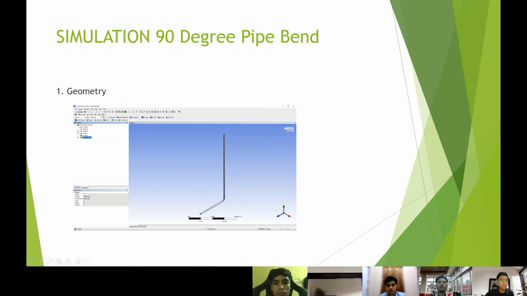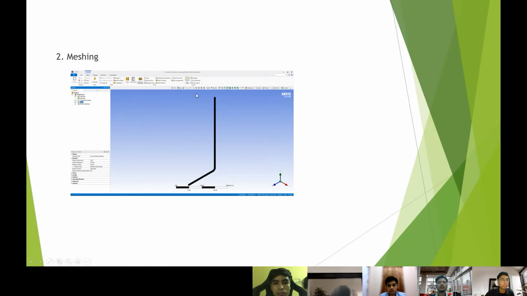Next, we go for the meshing part, where we use 4 layers of mesh, and then we name every part first. For example, this one is inlet, and the second one here is inlet section wall. Here we got bend wall, and here outlet section wall, and lastly we have outlet here.